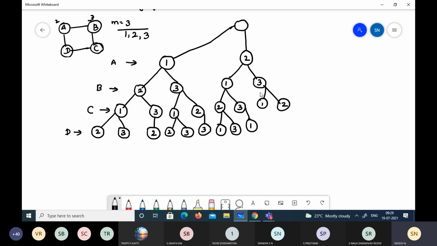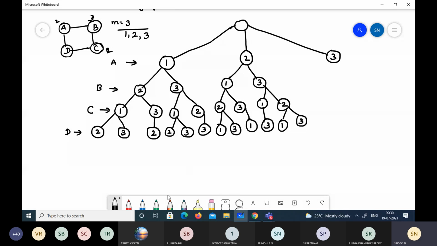Now, when C is 1, can you tell me which is the possible color for D? Yes, only possible color is 3. That's it. If it is 2 on the other hand, then which two colors can I use here for D? 3 and 1. Yes, right. So 1 and 3. Okay, that's all. Over.